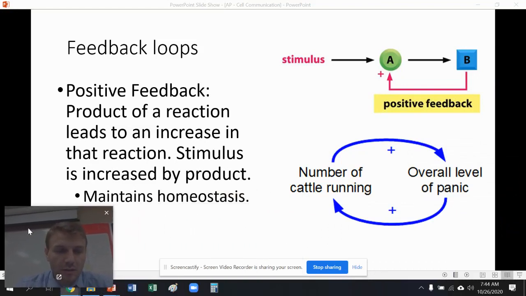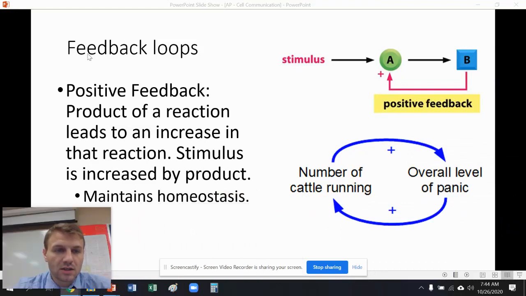Our last concept that we have to understand for cell communication are feedback loops. Feedback loops help us either amplify or regulate certain cellular responses. In a positive feedback loop, the product here, B, is going to stimulate A. So you can see here, this is an analogy for that positive feedback loop. The number of cattle running is going to increase the panic level. The panic level is going to increase the number of cattle running, which then increases the overall panic. So you can see this is a loop that's going to go back and forth.